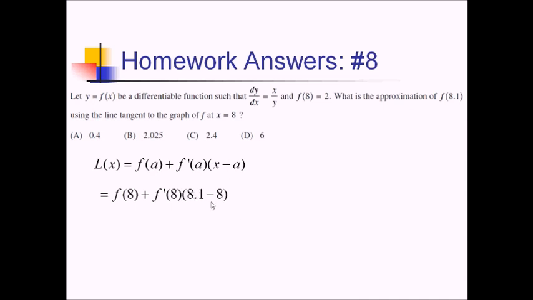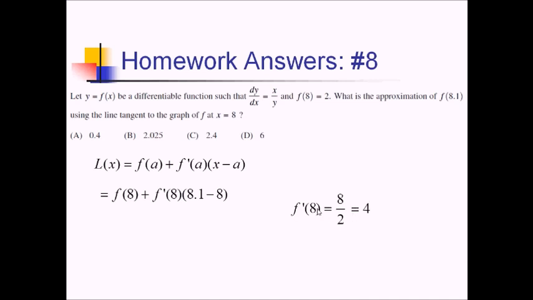And 8.1 is what we ultimately want to plug in for our x value, so hey, let's put that in there as well. Okay, so we need to figure out what f prime of 8 is. We actually already know f of 8. They gave it to us in the problem. For f prime, though, we're going to have to use this x over y formula. So in order to use this, I need to plug in 8 for my x value, and 2 is the y value that goes with that. So we have 8 over 2, which comes out to 4.